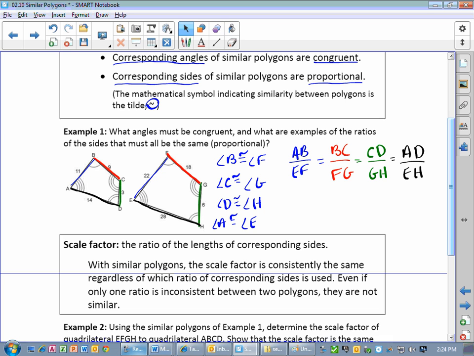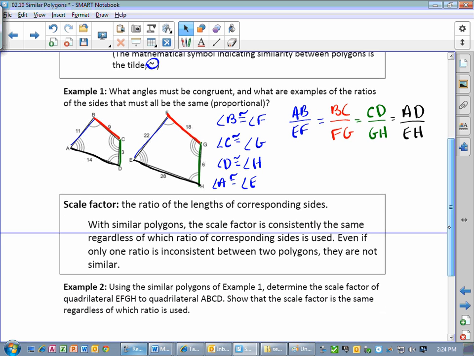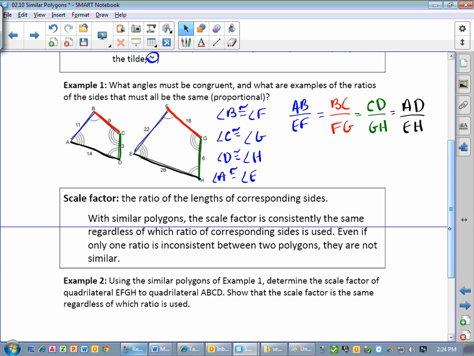Now notice these ratios would be equal even if I flipped them all. So when you're writing out these ratios, it doesn't matter which one goes on top unless you're told specifically ratio of ABCD to EFGH. Now the scale factor is what Justin was referring to when he said this one looks like it's twice as big as the first one.